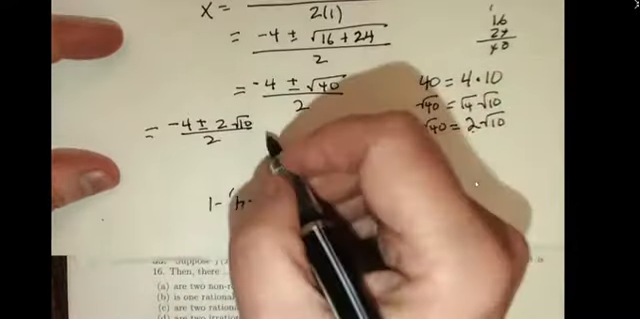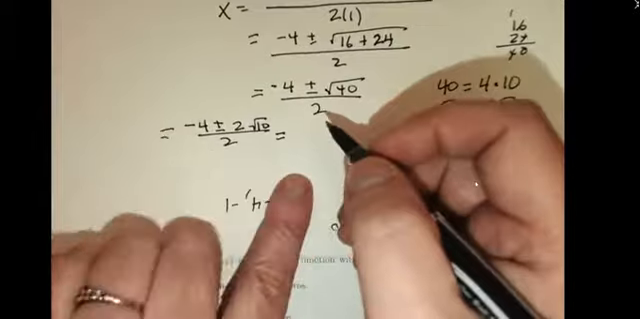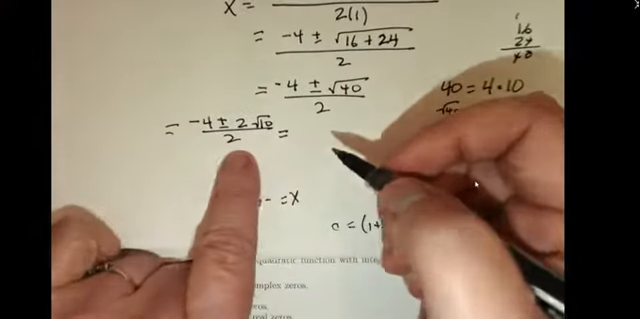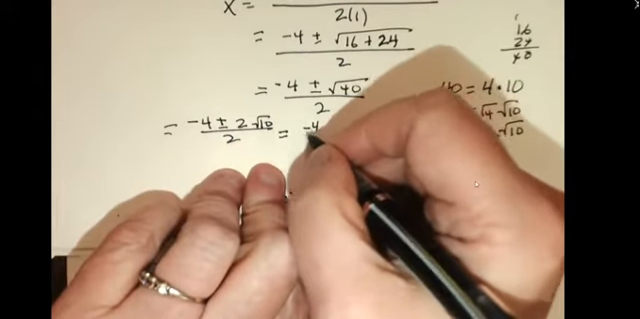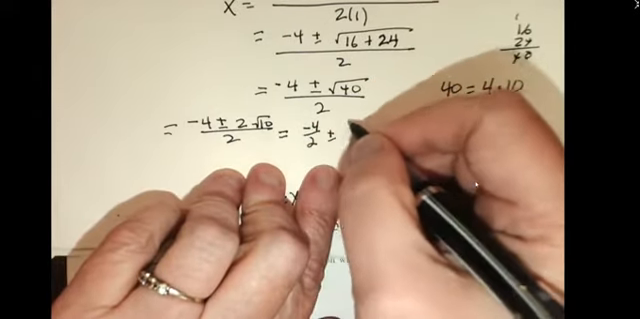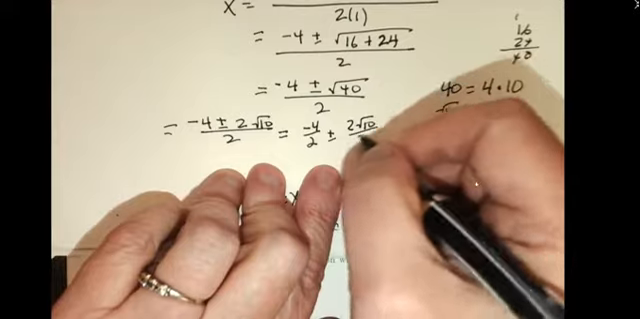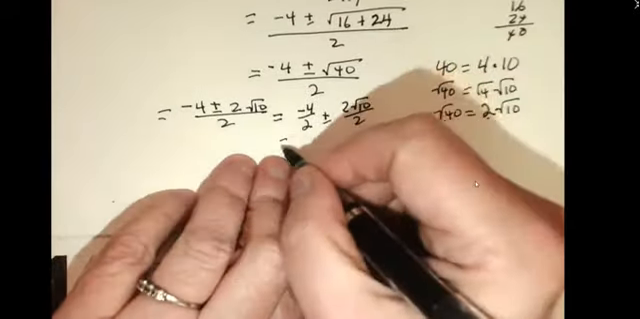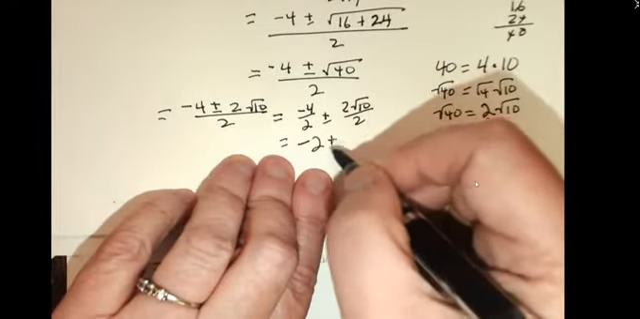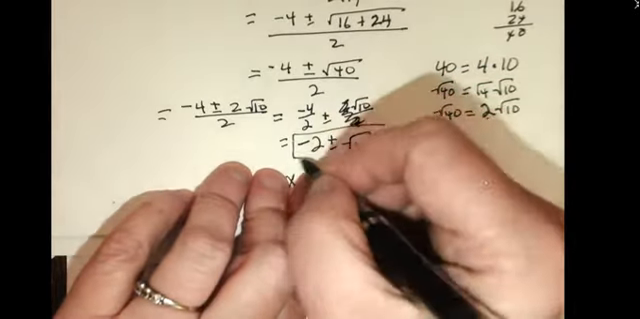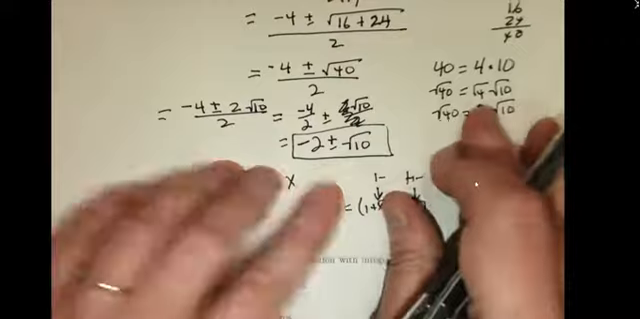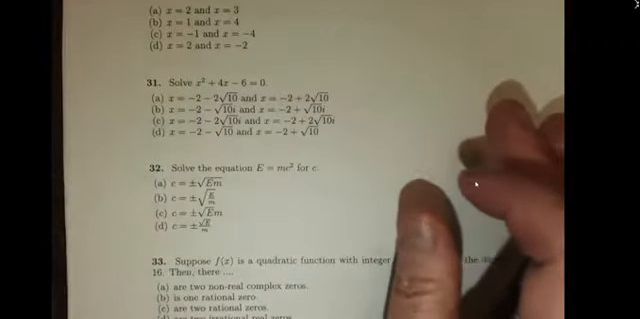And now you can split it up if you want to. Since we just have a single value in the denominator, that's going to be -4 over 2 plus or minus 2 times the square root of 10 over 2. And -4 over 2 is equal to -2, then plus or minus, and these 2's will cancel, and we have the square root of 10. So I'll get -2 plus or minus the square root of 10.